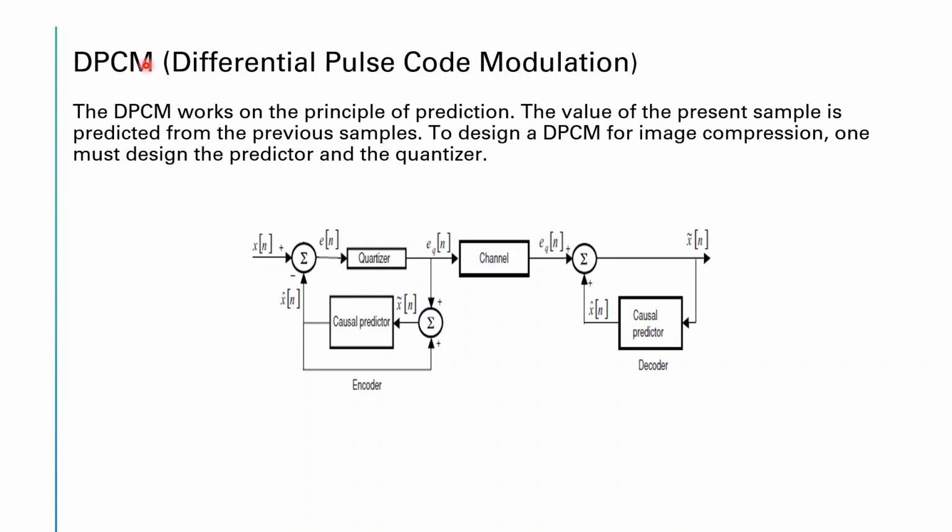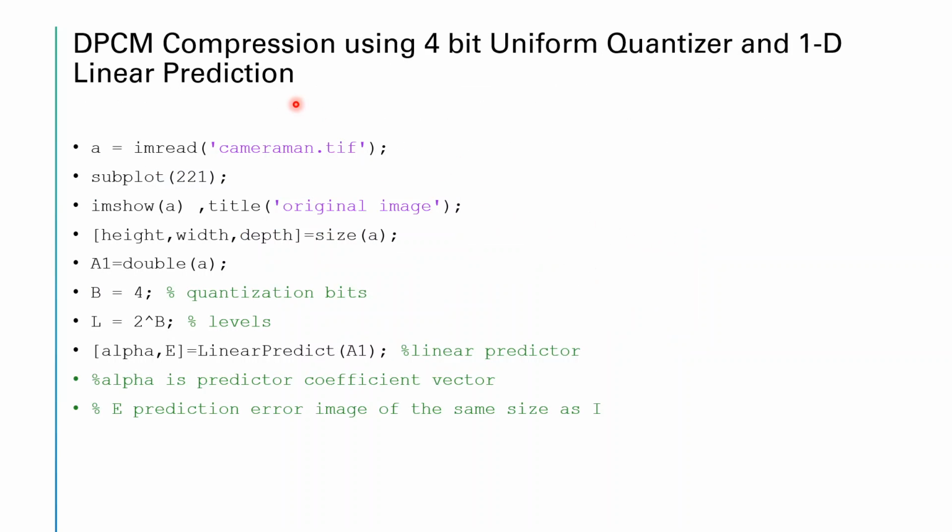Now that is DPCM, differential pulse code modulation. This part we have already seen in previous slides. We perform the DPCM compression using a 4-bit uniform quantizer and a 1D linear predictor. Here the image is read, and the specification of the quantizer is given, that is b is equal to the bit rate. We want 4 bits and levels to be 2 to the power 4, that is 16.